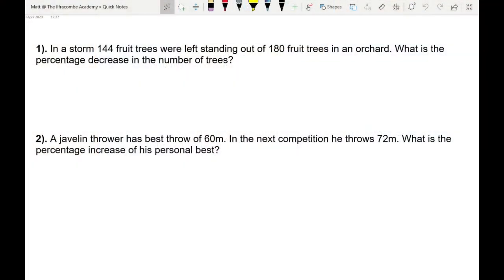Okay, so let's solve some problems then. In both of these questions, we're given a before and after, and we're asked a simple question. What's the percentage change? So I'm always going to set this out with a before and an after. This is my before box. This is my after box. And my question is, what's the multiplier?